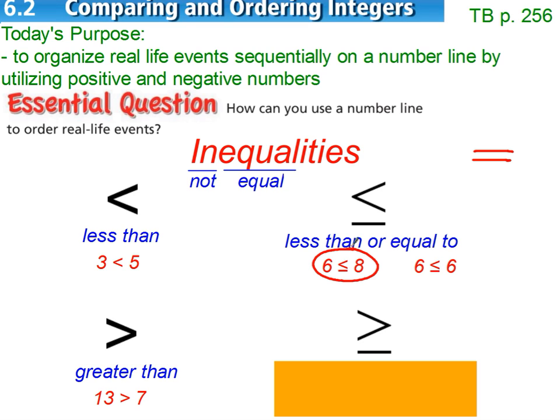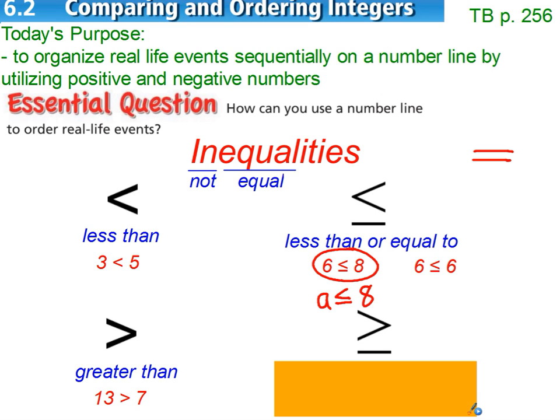Now it's pretty obvious to all of us that 6 is less than 8. But think about if I replace that 6 with a variable and I wrote A is less than or equal to 8. Now that does mean that A could be any number leading up to 7, but it would also include the number 8 since it could also be equal to.